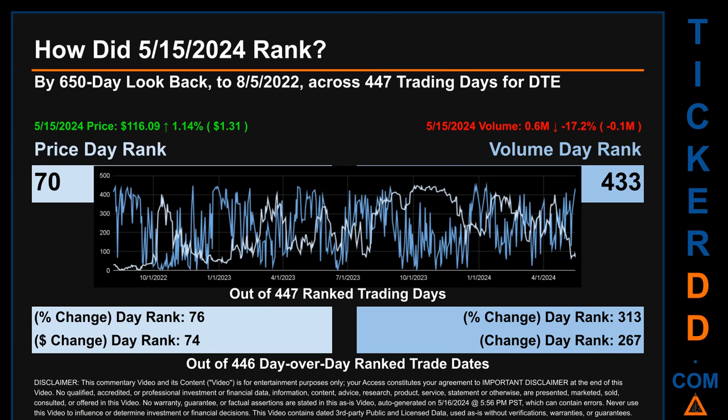The price's day-over-day percentage change, jumping 1.14% on May 15, 2024, had a day rank of 76 while its dollar difference of $1.31 had a rank of 74 when compared day over day across 446 trading days. Volume's percentage change and difference were ranked respectively at 313 and 267.